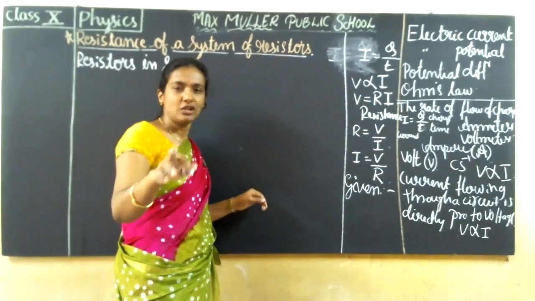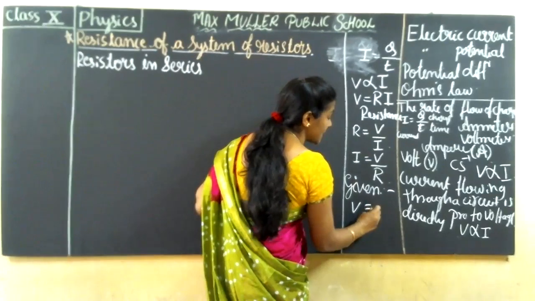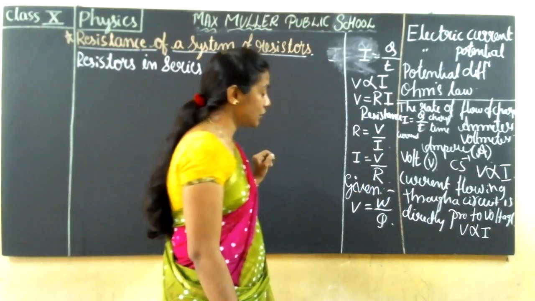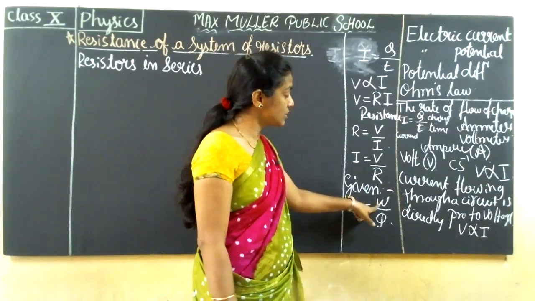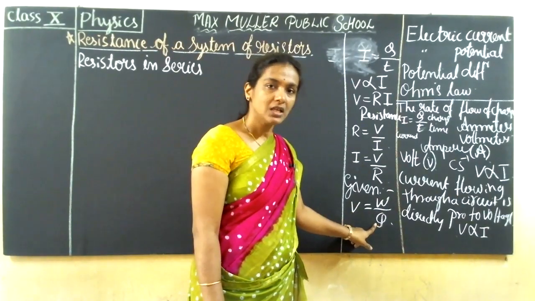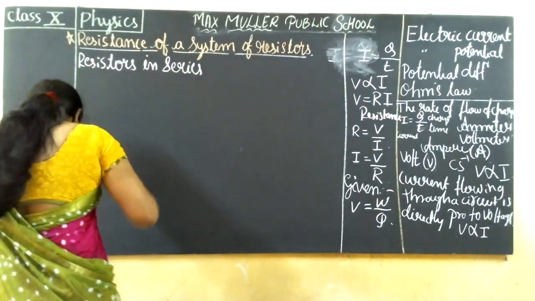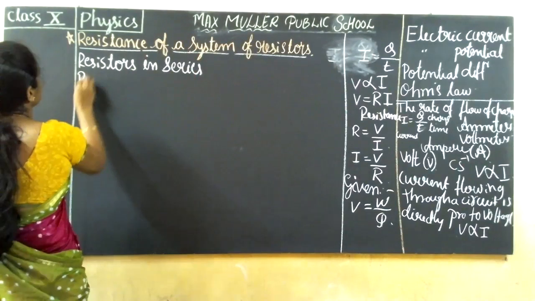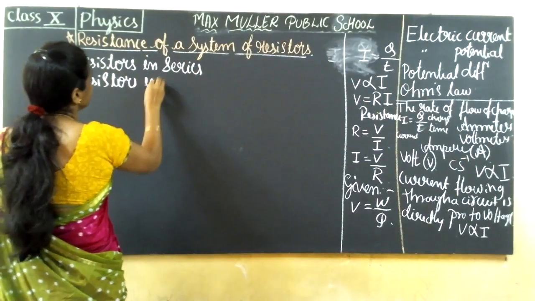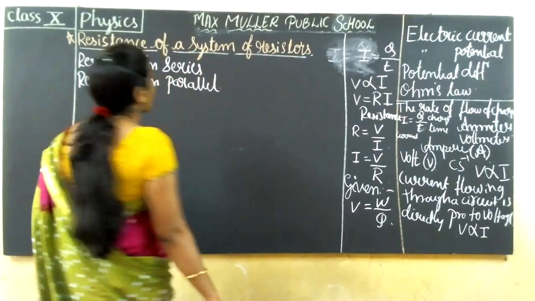One more formula was there to find the potential difference. What was that? V is equal to what, guys? V is equal to W by Q, right? V is the potential difference, W is the work done, and Q is the charge. Yes, guys? This was one more formula. Resistors in series and resistors in parallel.